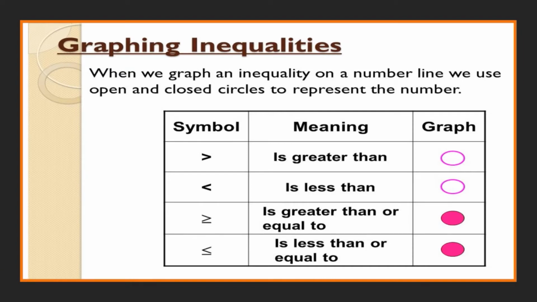Graphing inequalities on a number line, we use open and closed circles to represent the number. For the symbols greater than and less than, we use open circles, and an open circle indicates that we do not include the number. For greater than or equal to and less than or equal to, we use closed circles, and a closed circle indicates that we include the number.